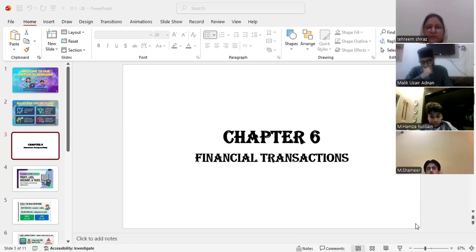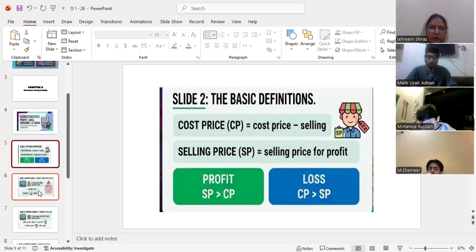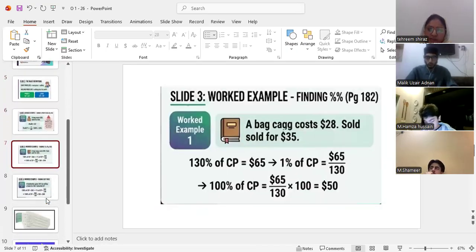Whatever is given, if the question says find the profit percentage on the sales price, then we have to divide the profit by the sales price. Or if it says find the loss on the sales price, then divide the loss by the sales price. Now coming towards the questions, we have already done the practice worked example.